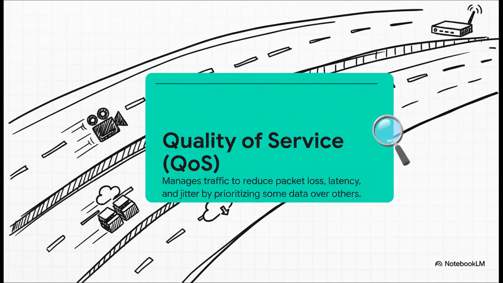You can think of it just like the HOV lane on a highway. It doesn't add more lanes to the road, but it makes sure that the time-sensitive traffic, like your video conference or an emergency call, gets through without getting stuck behind someone's massive non-urgent file download.